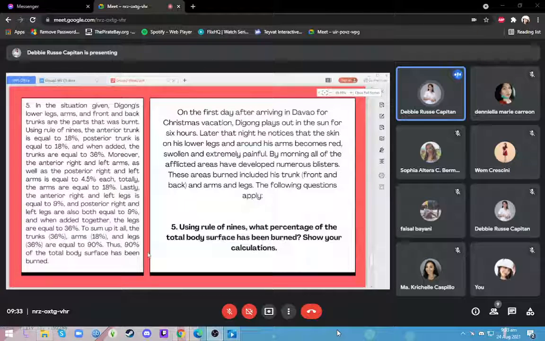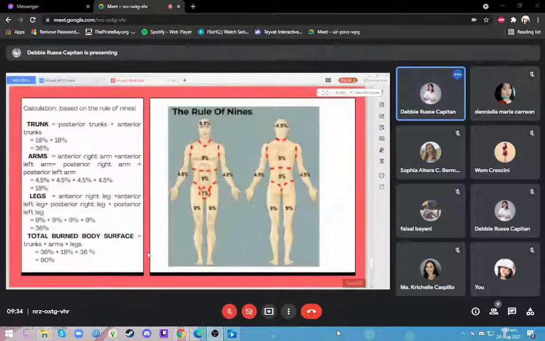Lastly, the anterior right and left legs are equal to 9% each, and the posterior right and left legs are also both equal to 9%. And when added together, the legs are equal to 36%. To sum it all up, the trunks 36%, arms 18%, and legs 36% are equal to 90%. Thus, 90% of the total body surface has been burned.